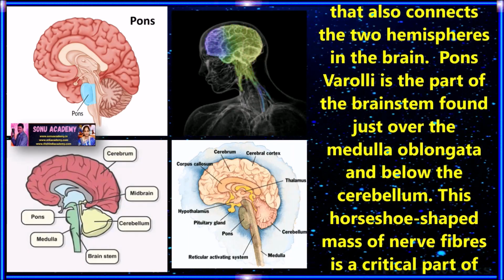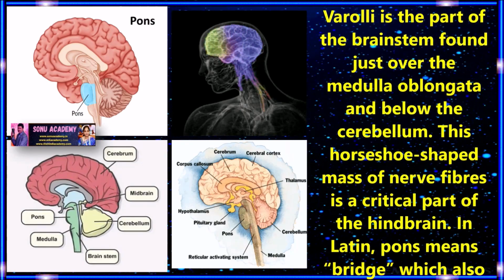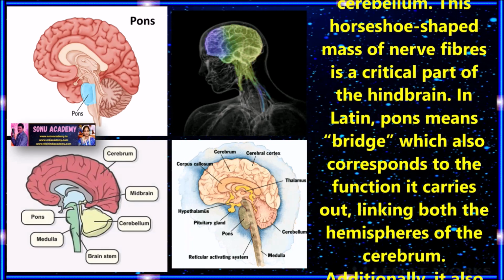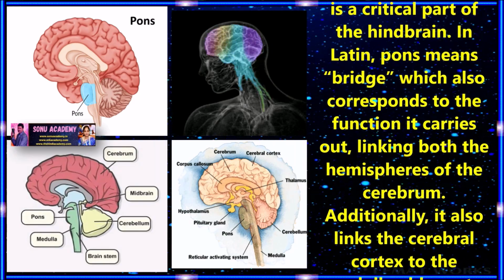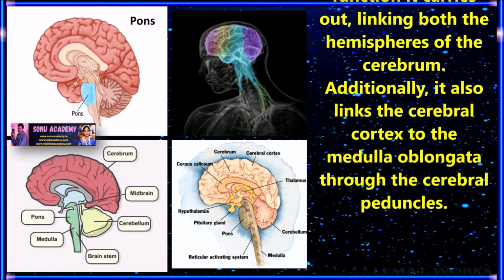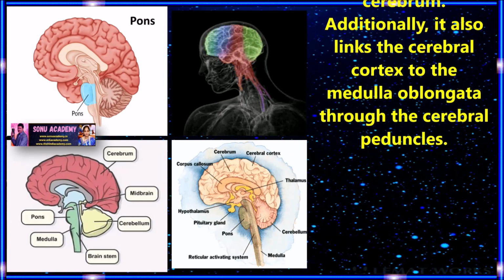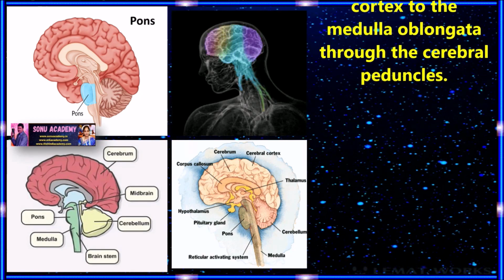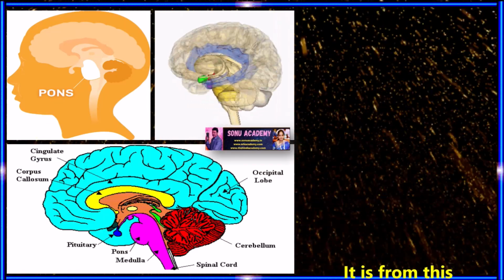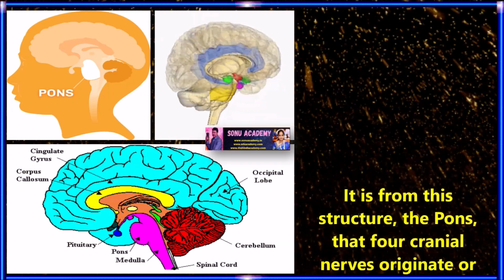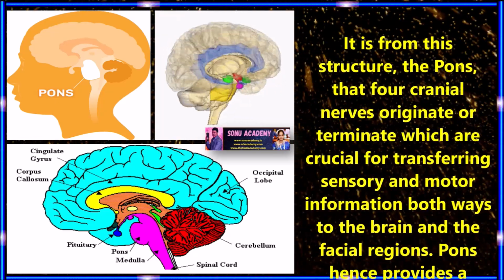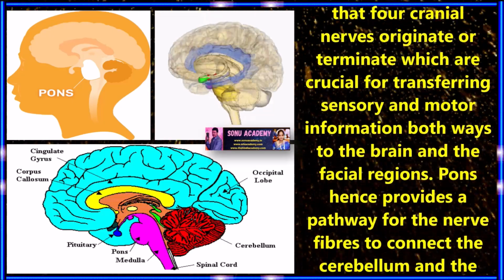Pons varolii is a part of the brainstem found just over the medulla oblongata and below the cerebellum. This horseshoe-shaped mass of nerve fibers is a critical part of the hindbrain. In Latin, pons means bridge, which also corresponds to the function it carries out, linking both hemispheres of the cerebrum. Additionally, it links the cerebral cortex to the medulla oblongata through the cerebral peduncles. It is from the pons that four cranial nerves originate or terminate, which are crucial for transferring sensory and motor information both ways to the brain and the facial regions.